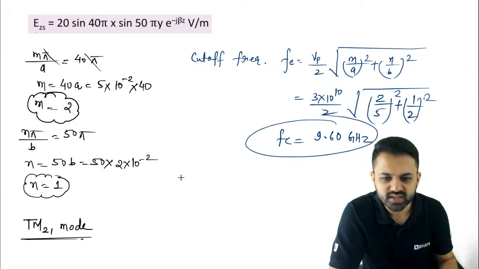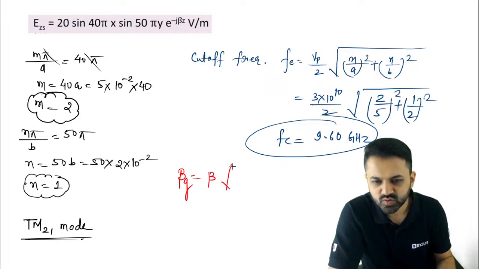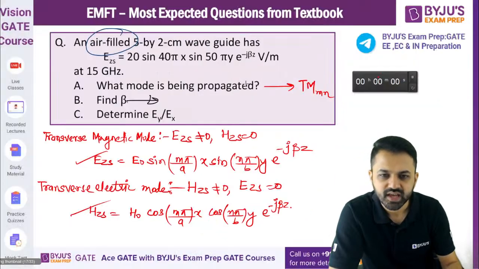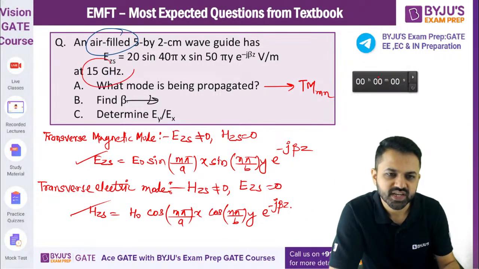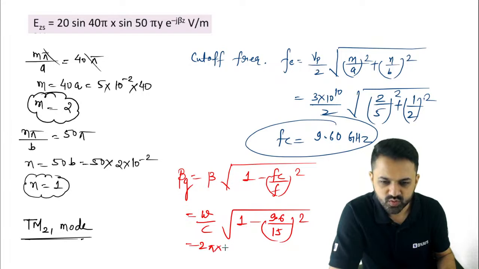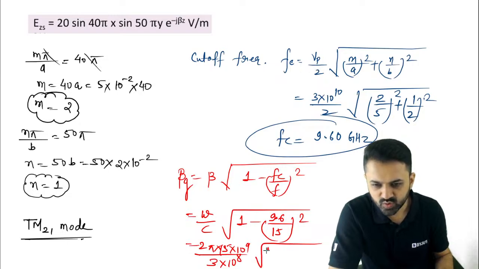Now we want to calculate the value of beta in the second part. So beta is nothing but beta g, the guided wave, beta root over 1 minus (fc upon f) whole square. So this is omega by c and root over 1 minus fc upon f whole square. Omega you can calculate now, f is 15 gigahertz. So this can be written as 2 pi into 15 into 10 to the power 9 divided by 3 into 10 to the power 8, root over 1 minus (9.6 divided by 15) whole square.